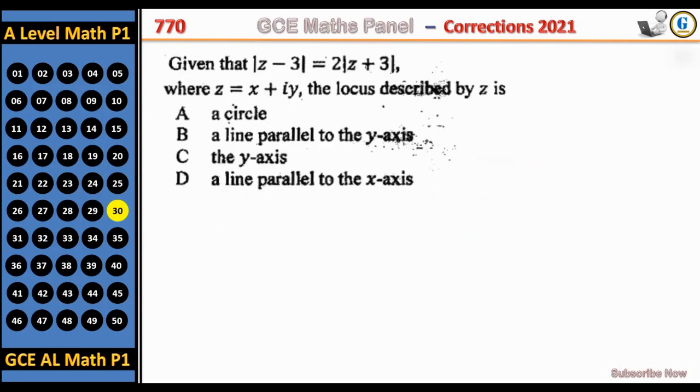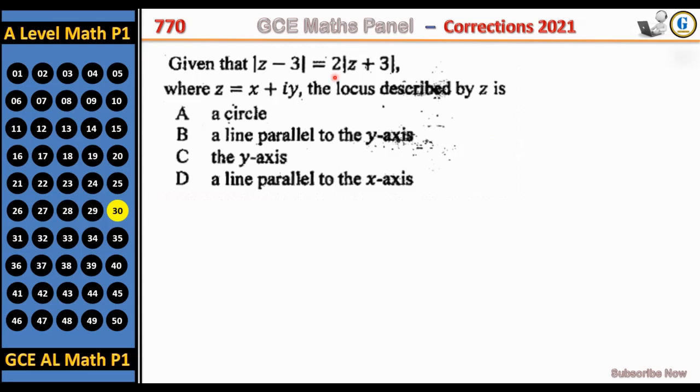30. Given that the absolute value of z minus 3 equals 2 times the absolute value of z plus 3, where z equals that, the locus described by z is. The first thing I'd like us to notice here is that the coefficient of z here is 1, but the coefficient of z here is 2. With these absolute values, you just know that this describes a circle. If they were the same, it would be a line, because the x and y values may cancel out. But now that the coefficients are not the same, since you can send the 2 inside, this describes a circle.